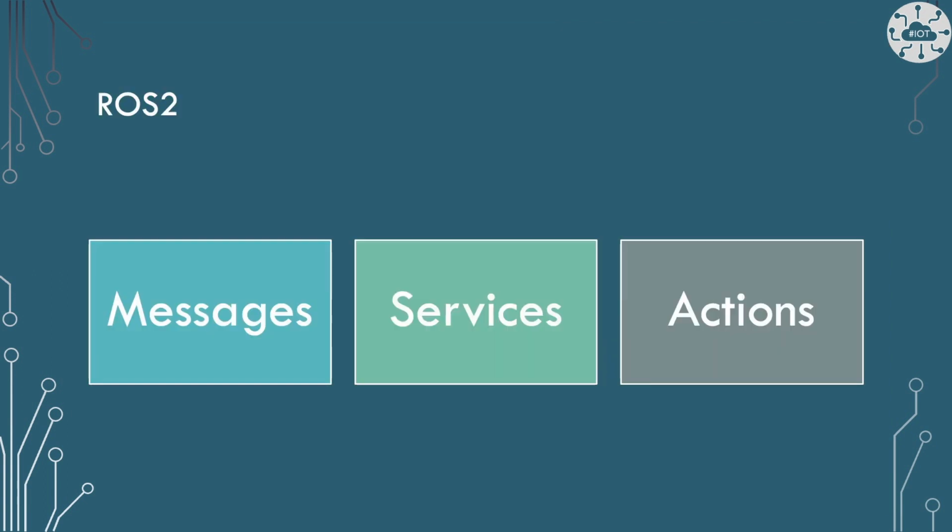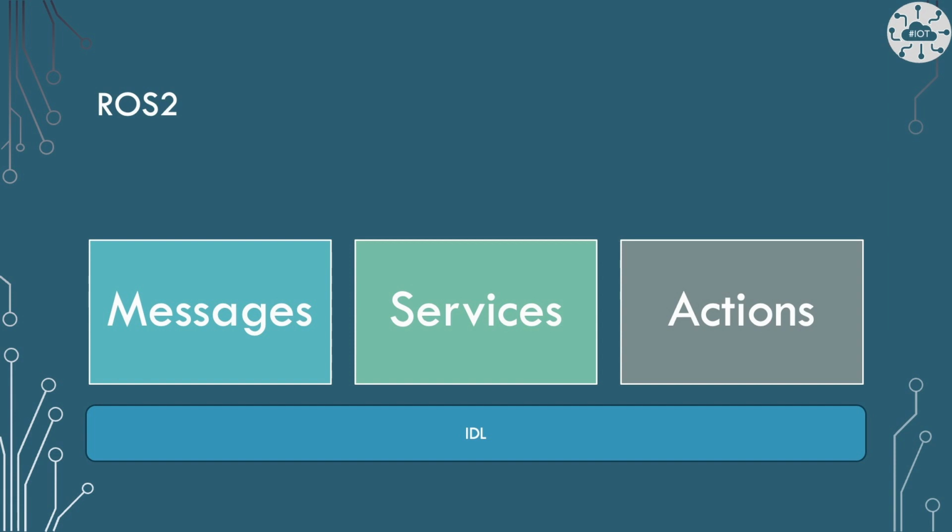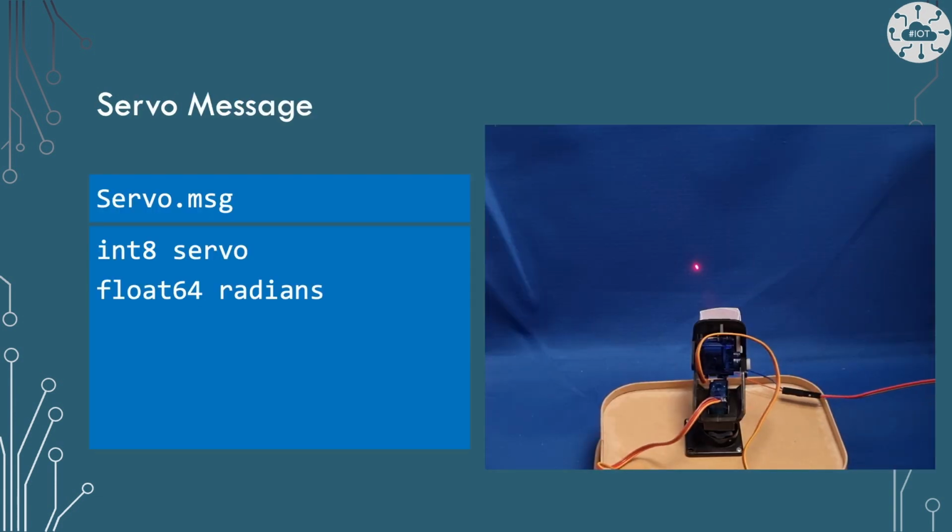ROS2 has three primitive communication methods: messages, which are one-way publications on a topic; services, which are a request to a particular node that gives a response; and actions, which are a long-running request that, prior to the final response, gives updates on progress. In this video, I'm going to focus on messages, but this can be applied more generally. All of these interfaces are specified using the interface definition language and ROS2's utility to compile this. In this example, I'm going to build a servo message. It will contain just two bits of information, the servo identity and the angle in radians.